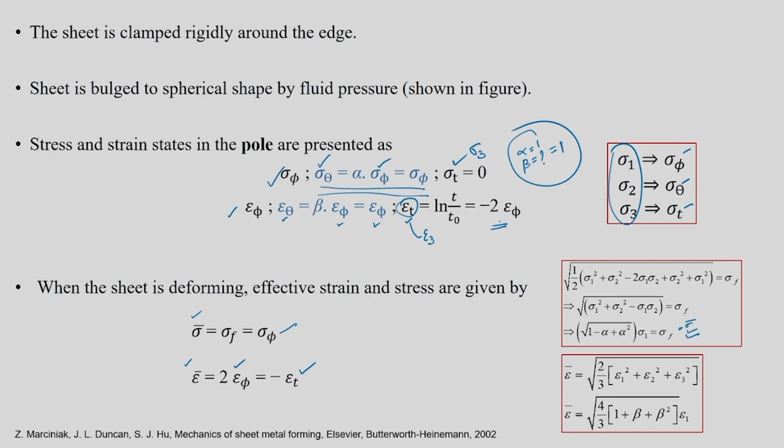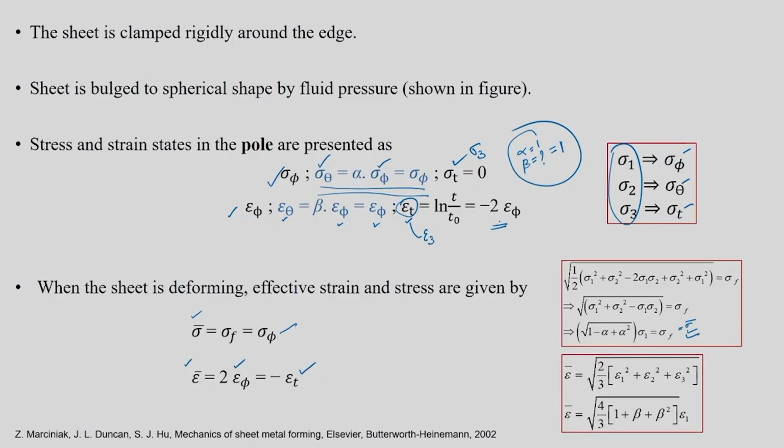So, in the hydrostatic bulge test, or when you stretch a sheet with a uniform fluid pressure P, we can write sigma bar is nothing but sigma phi only, and epsilon bar is equal to 2 times epsilon phi, which is nothing but minus epsilon t.